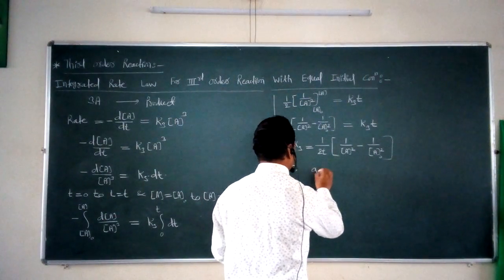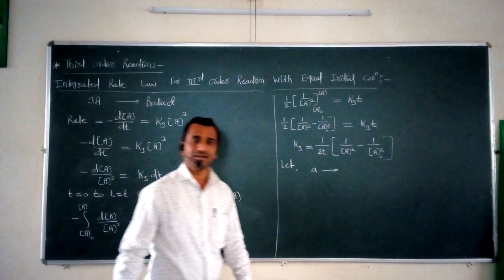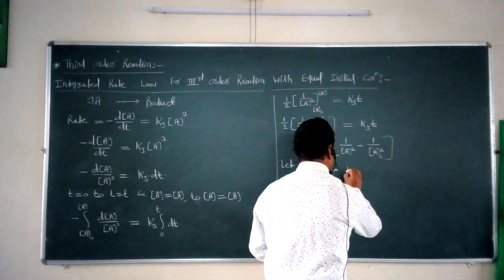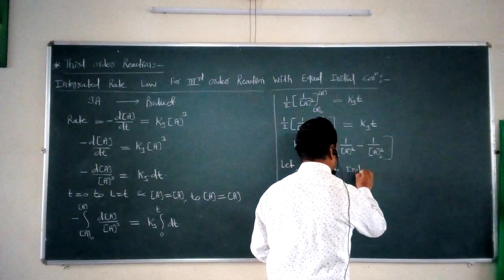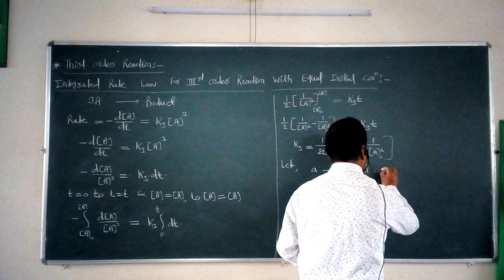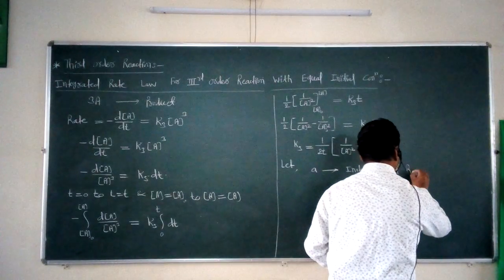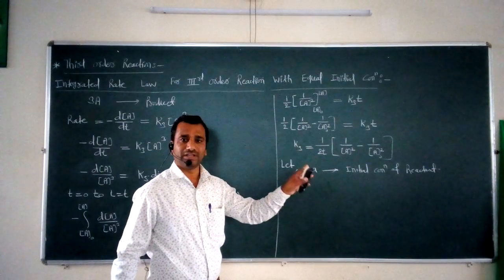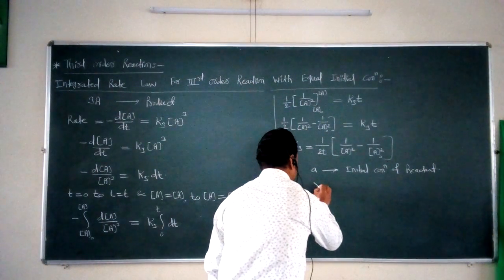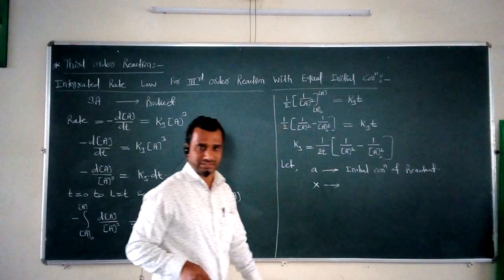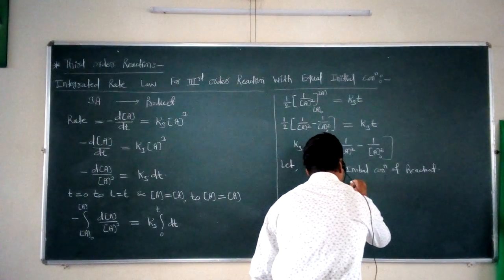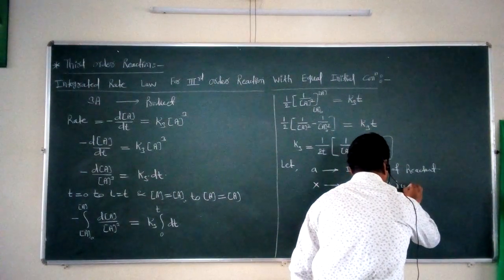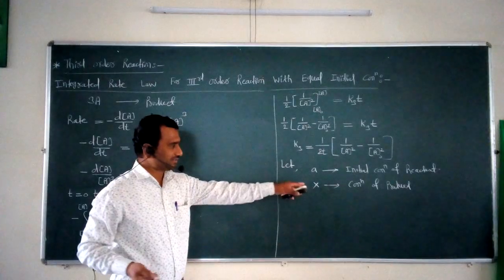The first parameter is small a. Small a stands for the initial concentration of reactant. Next is small x. X stands for the concentration of product. This is the second consideration.